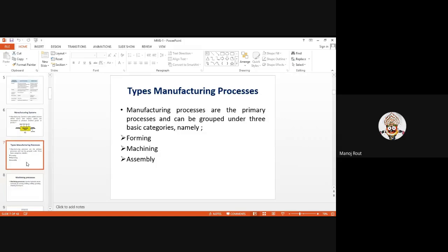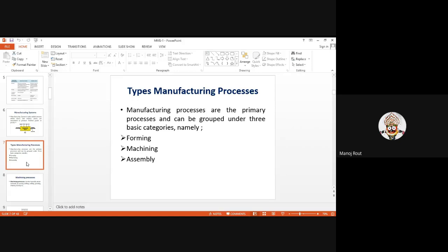Going to the next slide. The next one is the types of manufacturing processes. In case of manufacturing, our primary processes can be grouped under three basic categories. The first process is known as the forming process. The next is the machining process, and the third one is the assembly process.